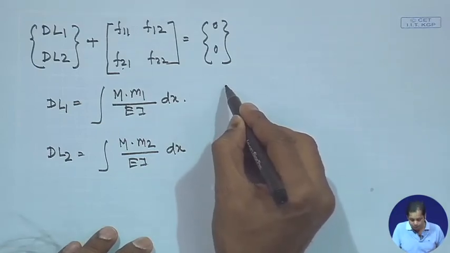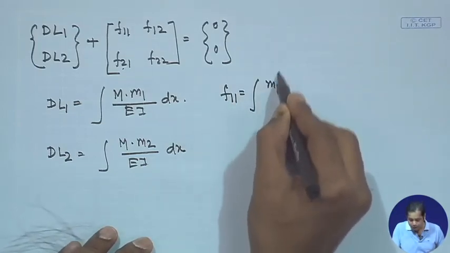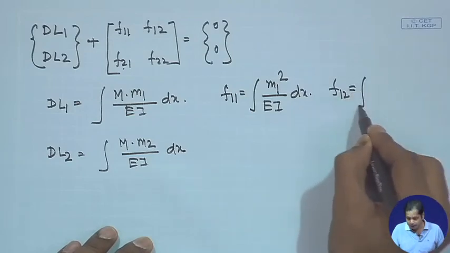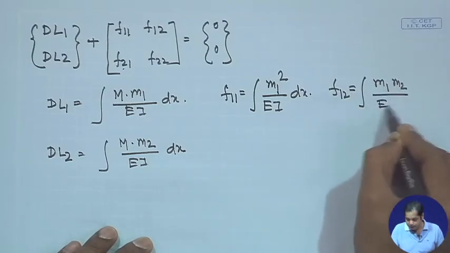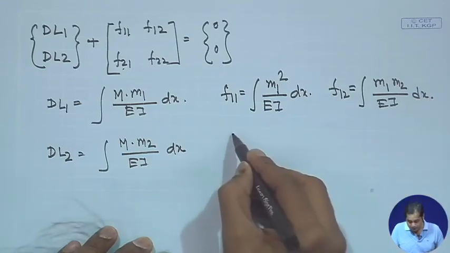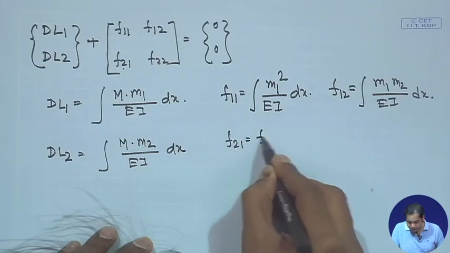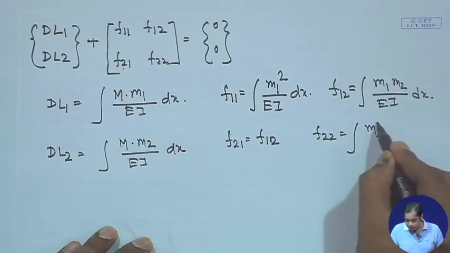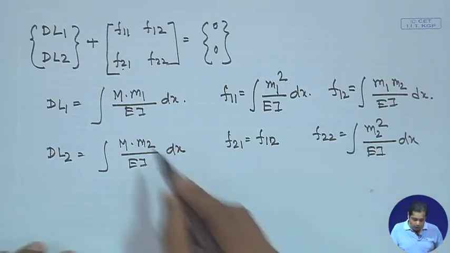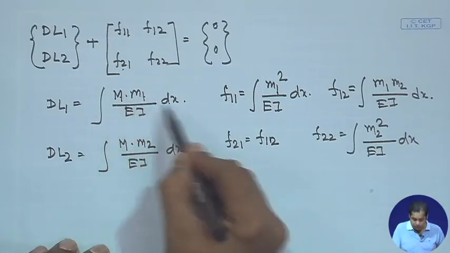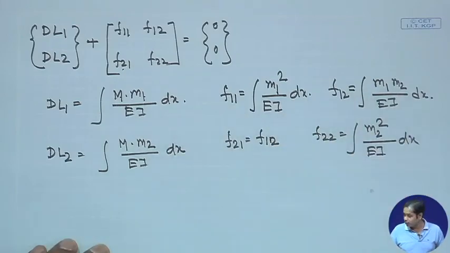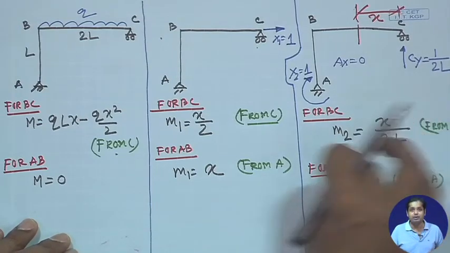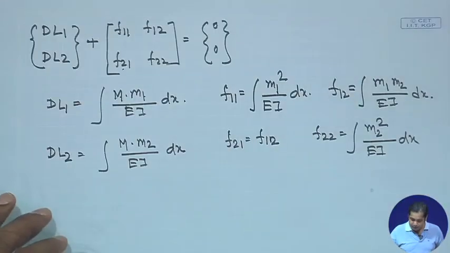Similarly, F11 will be the integration of m1 square by EI dx, and F12 will be the integration of m1 m2 by EI into dx. And similarly, F21 will be the same as F12, that is, this matrix is symmetric, and then F22 will be the integration of m2 square by EI dx. Now, all these moment expressions, capital M and small m1 and m2, we have already determined here. Now, what we need to do is substitute these values in those integrations, put in the limits, and get the integrals.